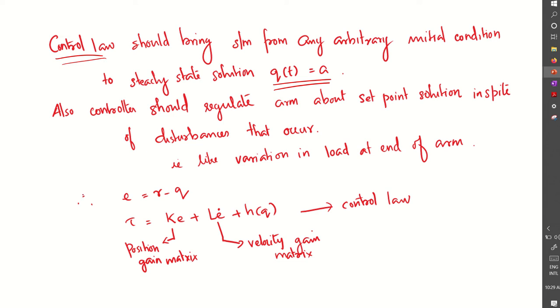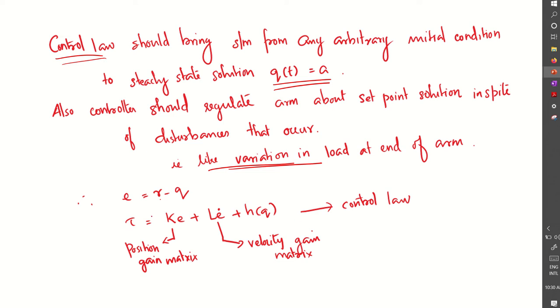Disturbances, in the sense, can be a variation in load at the end of the arm. Even if the load is changed, we should have the expected movement of the robotic arm. We know E is equal to R minus Q, where R is the reference input and Q is the measured output value. Then the difference is E.